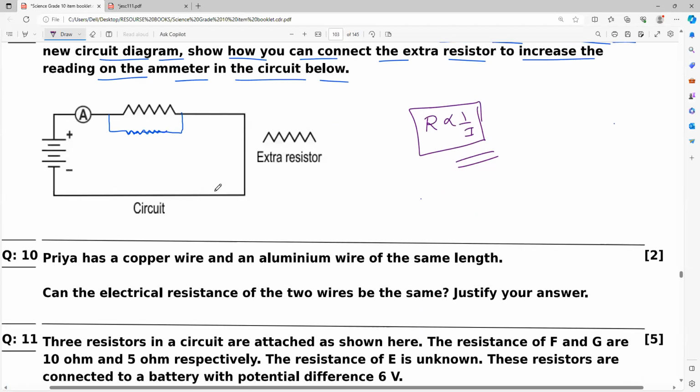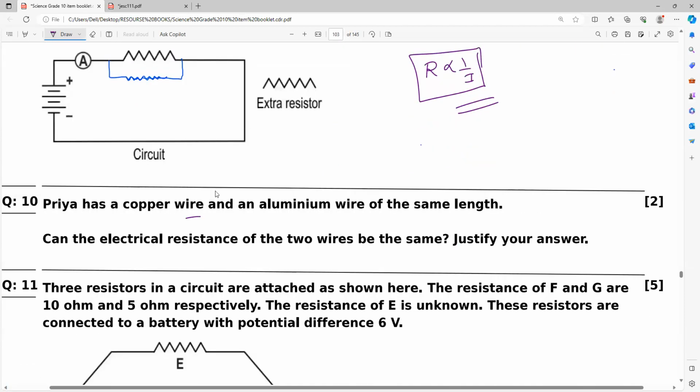That's all. Next, Priya has a copper wire and an aluminum wire of the same length. Very, very important. Can the electrical resistance of the two wires be the same? Justify your answer, they are asking. What are your views? You tell me. Based upon that, I will proceed. Hari, what is your expected answer?